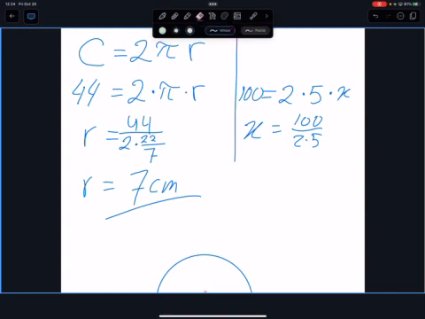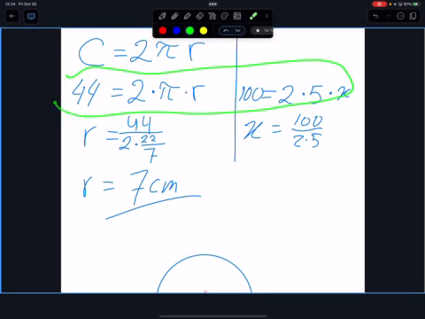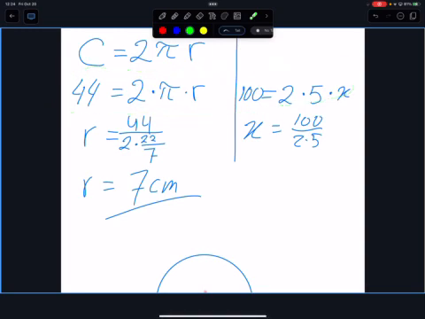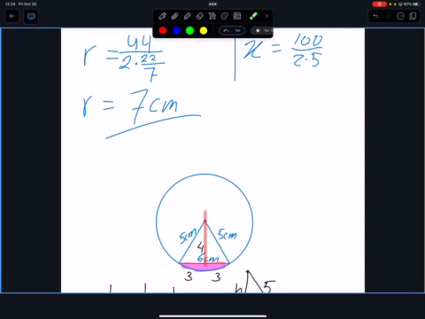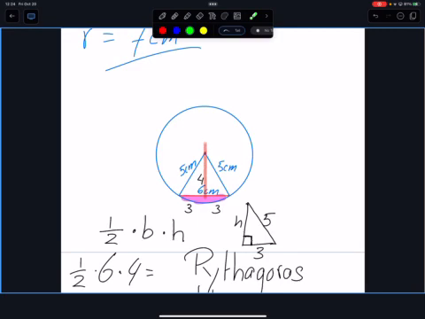The same thing. How do I get to x? Dividing 100 by 2 multiplied by 5. How do I get to r? By dividing 44 by 2 pi. These two are the same. Six. Wow. Another easy one.